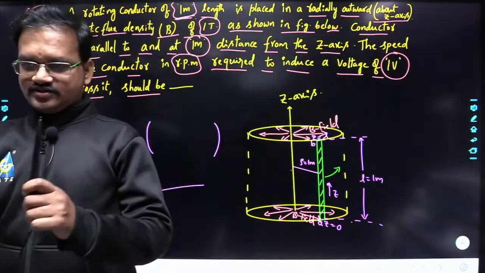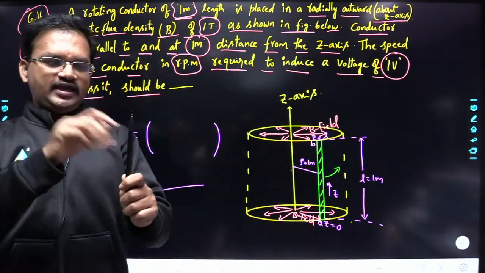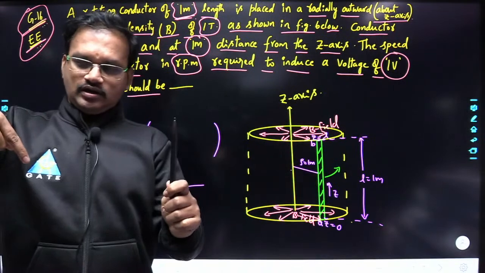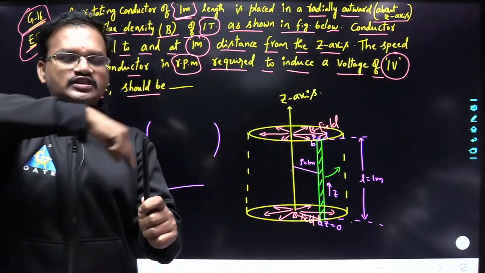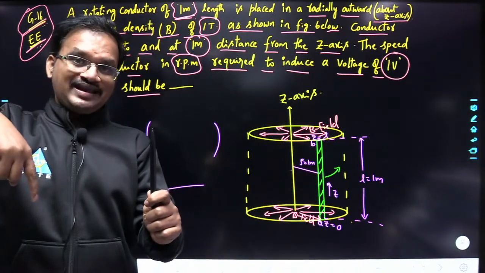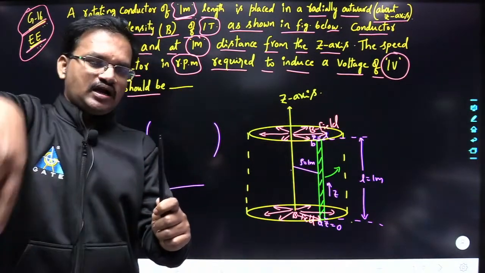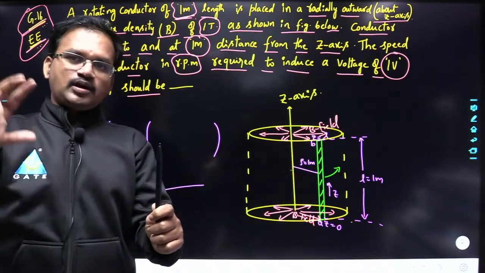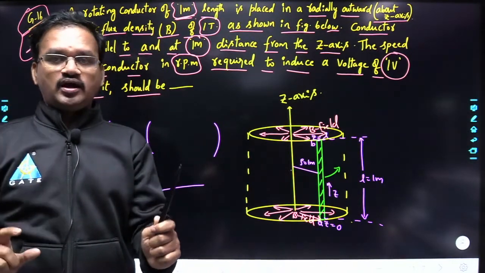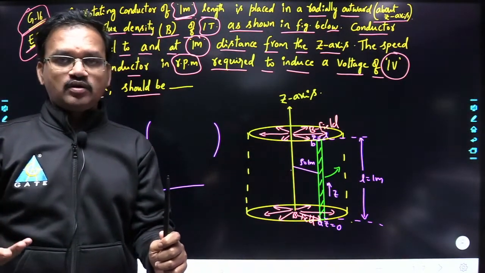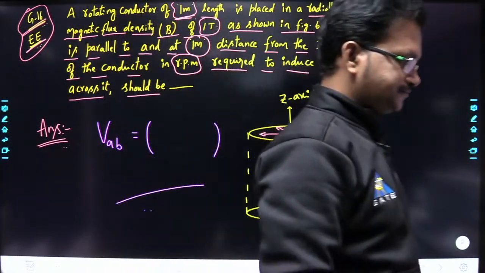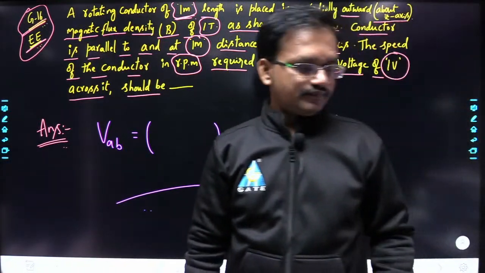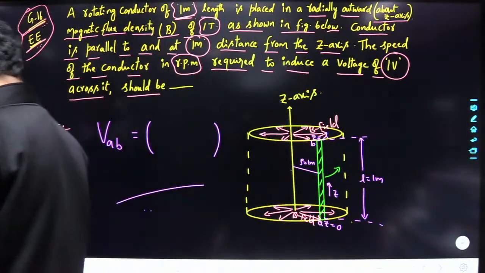So the B field is radially outward. In this B field, a conducting bar is revolving about the z-axis. With what speed in RPM do you have to rotate this conducting bar such that the voltage across the conducting bar has to become equal to 1 volt? That's what they are asking.